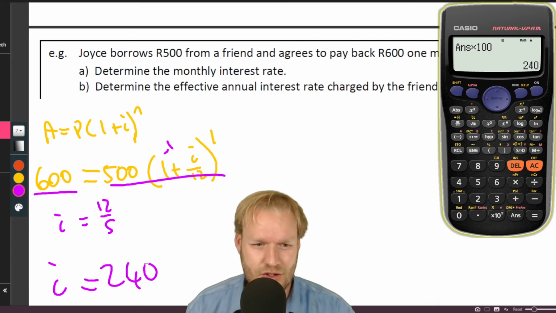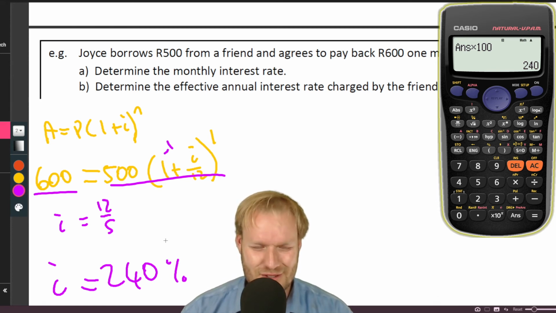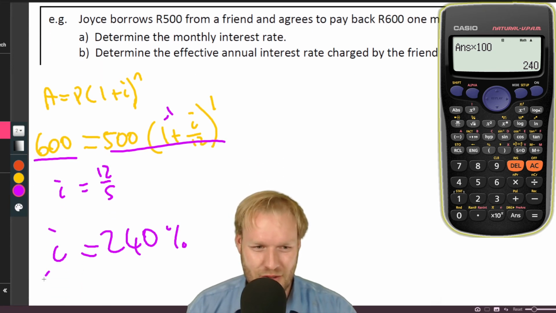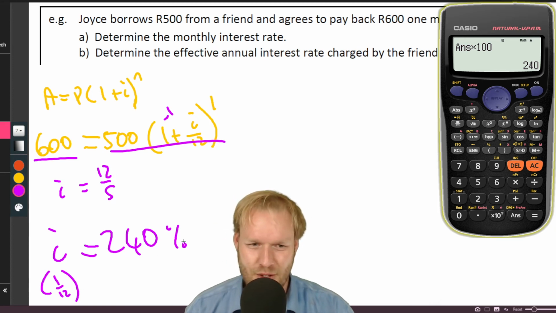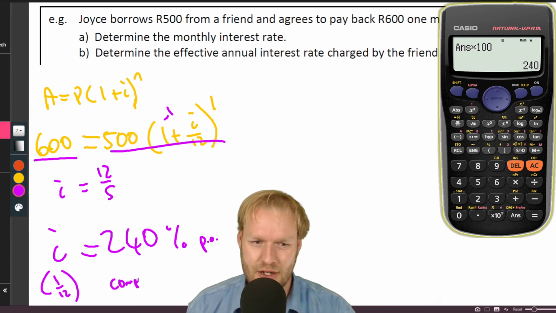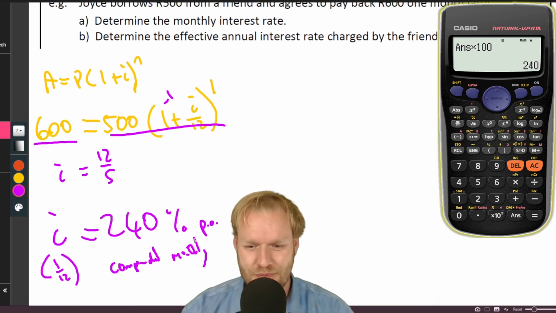And my goodness, 240% is massive. Okay, so 240% is the interest rate. Remember, this is a monthly interest rate, which I'm shorthand writing as i over 12. But we should really say per annum compounded monthly. Again, we know from the question that's what we're working out.